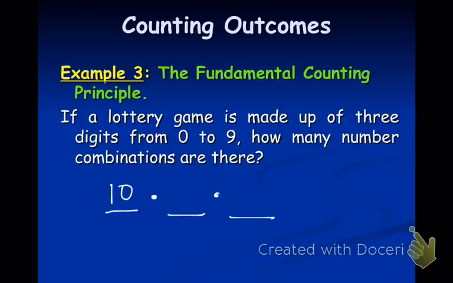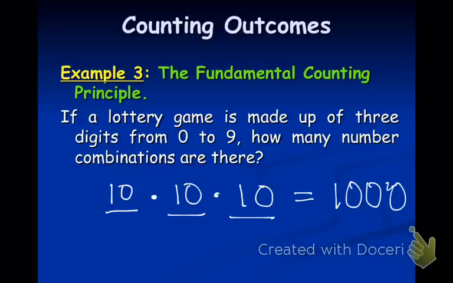In the second spot, we can pick any of 10 numbers, and so can we on the third spot. We can have things like 2, 2, 2, or 1, 5, 7 be the numbers that get pulled for the lottery. So there could be repetition. They didn't say we couldn't have it. So what's 10 times 10 times 10? There are 1,000 combinations that can be picked for this lottery. Let's move on to the next one.